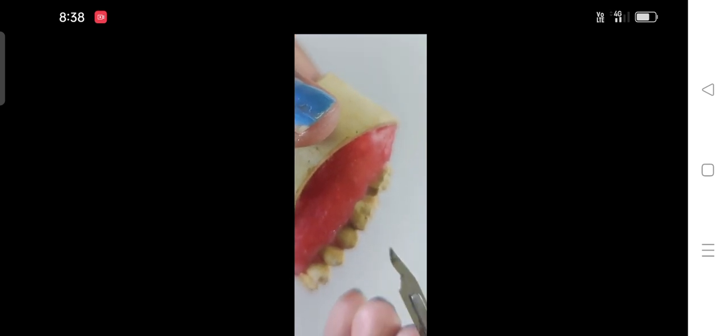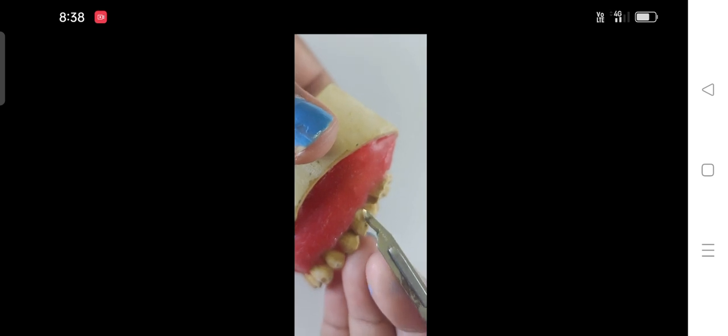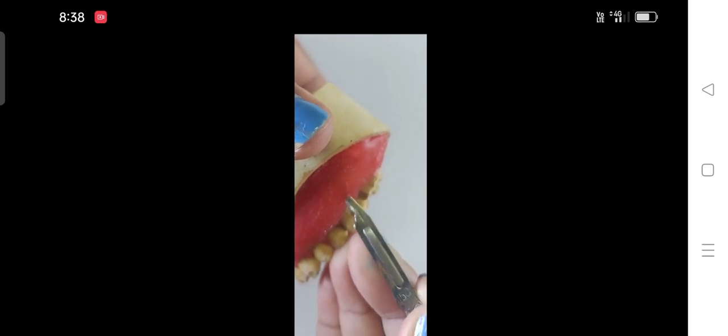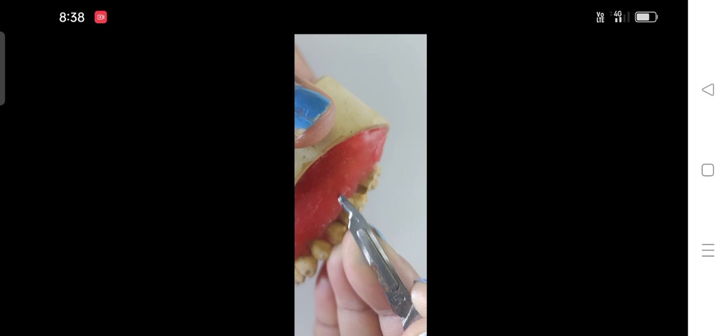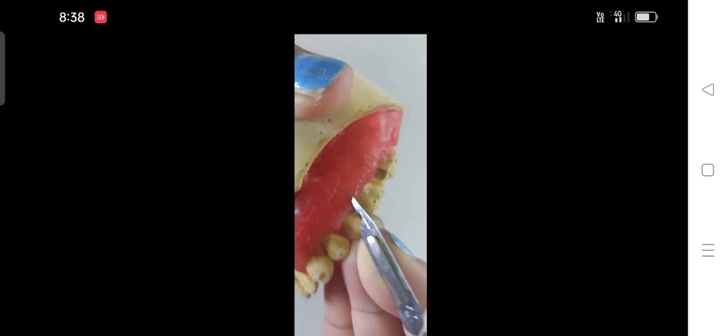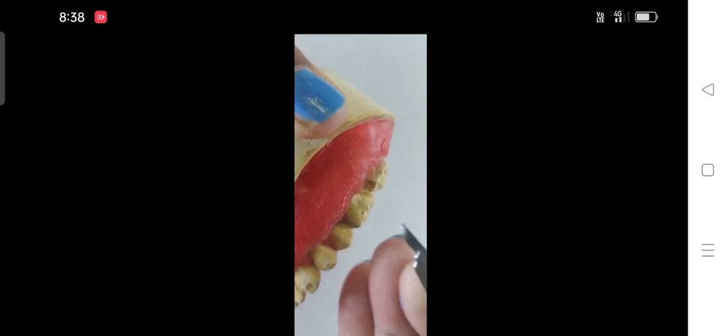The initial incision is an internal bevel incision to the alveolar crest, starting 0.5 to 1 mm away from the gingival margin, and we should follow the scalloping pattern of the gingiva. Like this, we should follow the scalloping pattern of the gingiva.